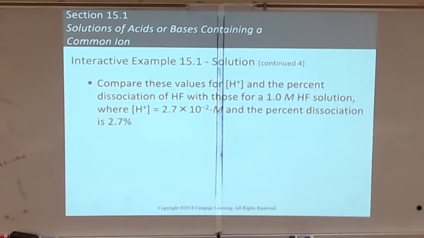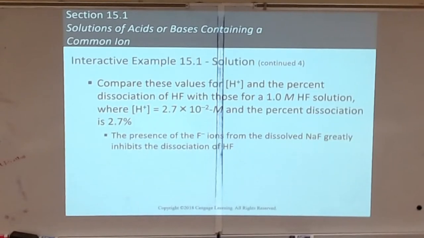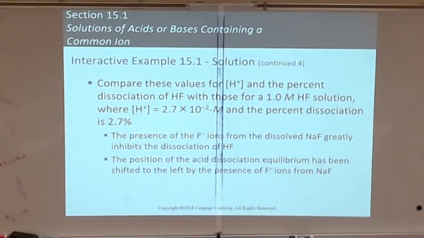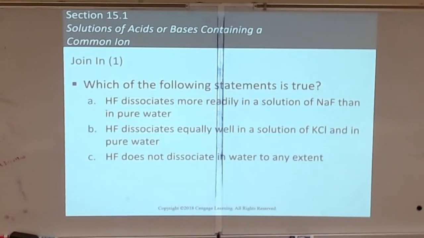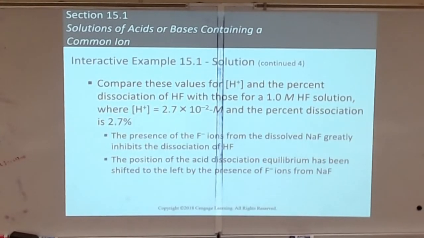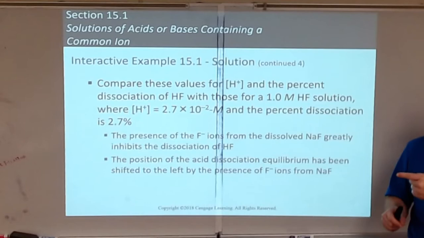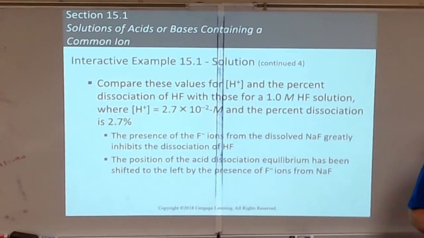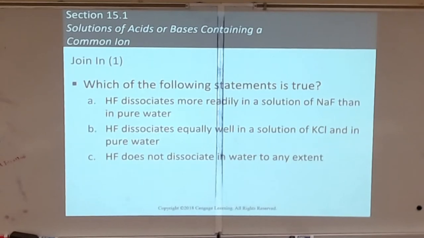All right. Let's look at these values right quick here. The values for hydrogen and the percent dissociation with a 1 molar solution, okay? The presence of the fluoride ions from the dissolved sodium fluoride greatly inhibits the dissociation of the hydrogen from the hydrogen fluoride. I shift this back to the left by the presence of the fluoride ions. Y'all follow me? I put a salt in there, in this case sodium fluoride, and I shifted the whole thing back. Right. Okay.